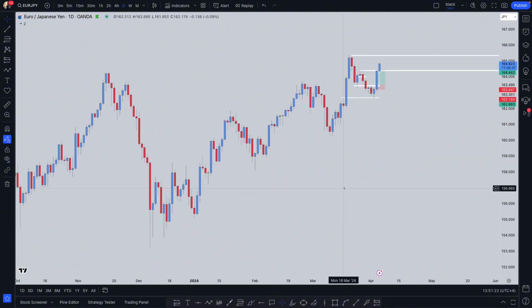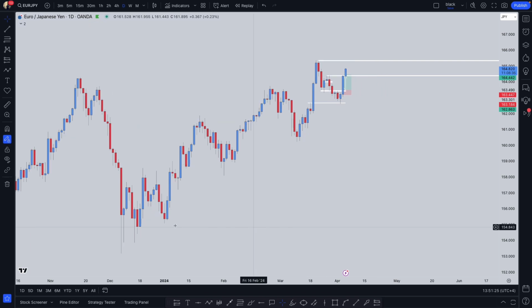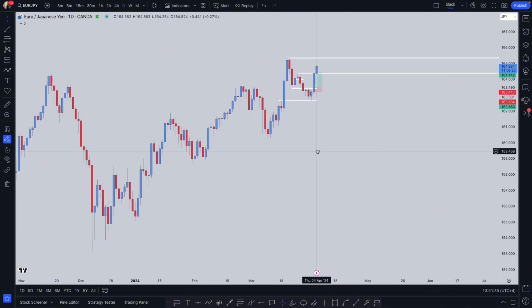So if you look right here, what can you see? We can see price is just creating higher highs, higher lows, higher highs, higher lows, higher highs, higher lows, right? Which is telling us that the trend is up. That is the first thing that we need to identify.